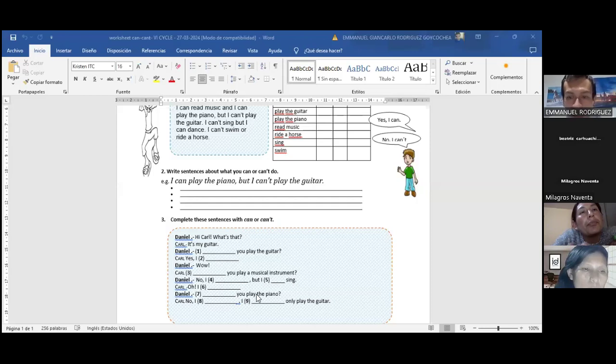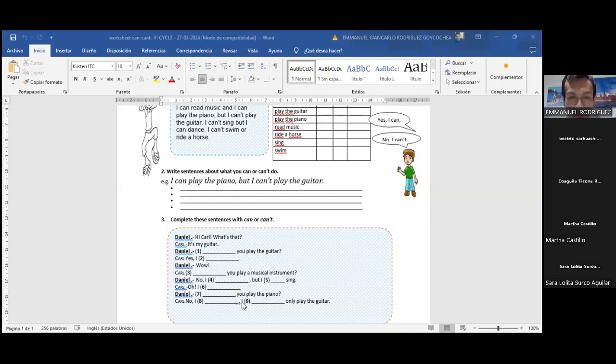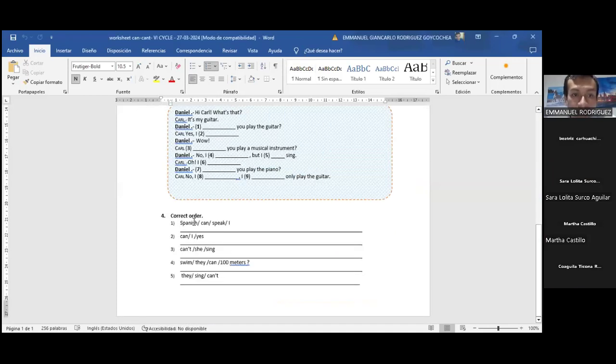Can you play the piano? Okay. Luego dice, no, I. Number eight. Can't. Okay. No, I can't. Okay. Luego dice, I can only play the guitar. Okay. In the last part, number four, correct order.